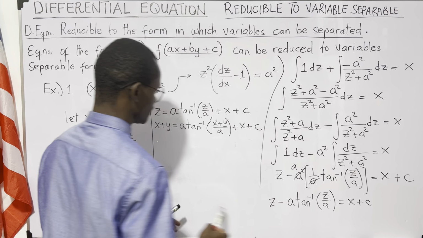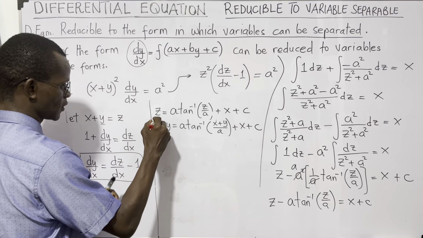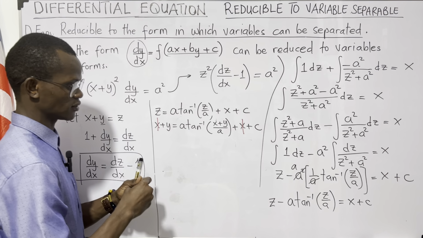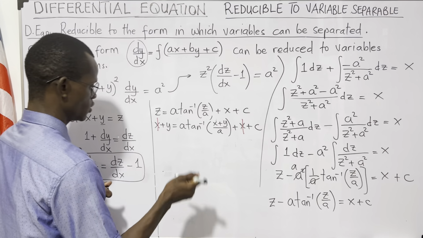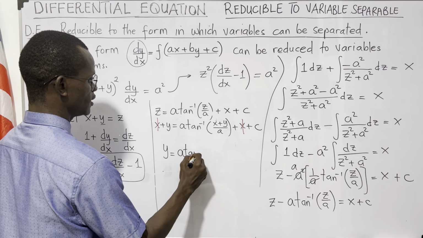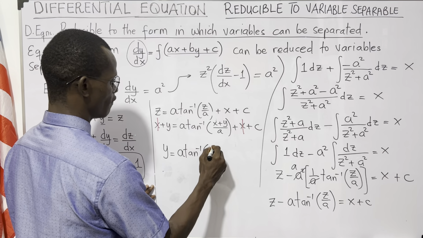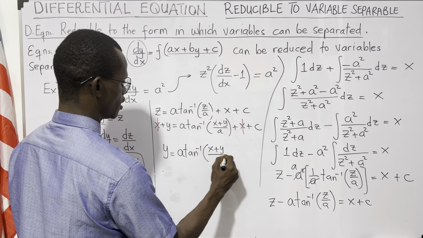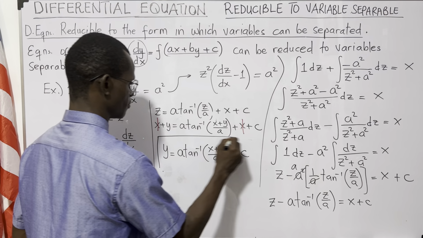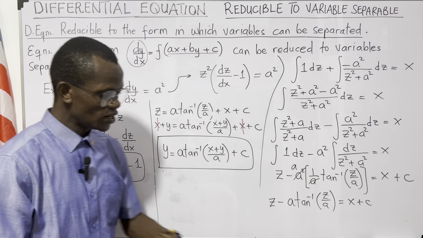So this x that is here can cancel this x that is here, because if you send this x across, it becomes minus. The two of them go out. So we just have finally y equals a tangent inverse of x plus y all over a plus some arbitrary constant c.